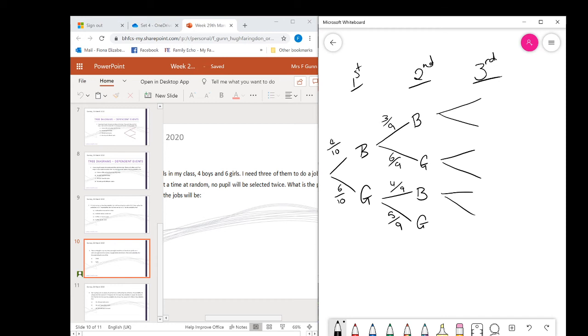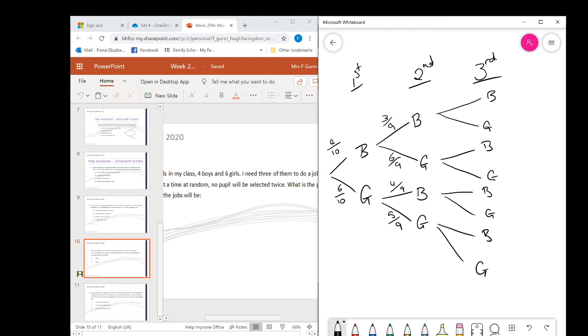Ooh, I'm running out of room. Okay, so boy, girl, boy, girl, boy, girl, boy, girl. Okay, so really running out of room. It's much easier if you plan ahead and plan your spacing out a bit better.